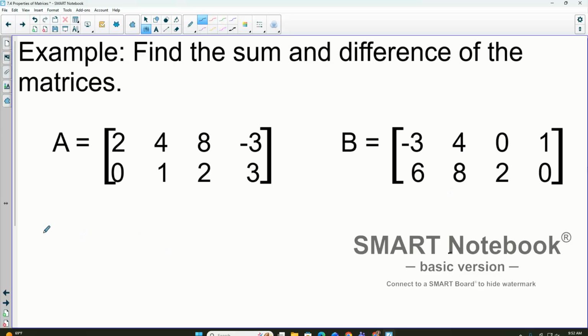First of all, if I'm going to be able to add these matrices, they have to be the same size. What's this one? Rows by columns. 2 by 4. What's this one? 2 by 4. So that means I can add and subtract. If they weren't the same size, if one was 2 by 4 and the other is 4 by 2, you would just say no solution. We can't add them. Okay.